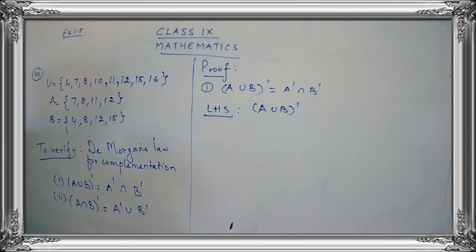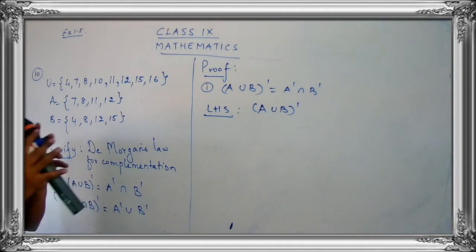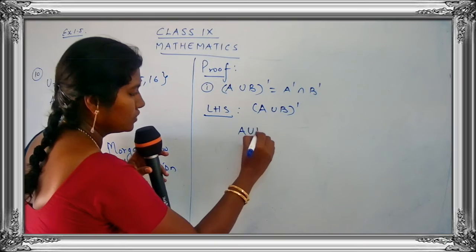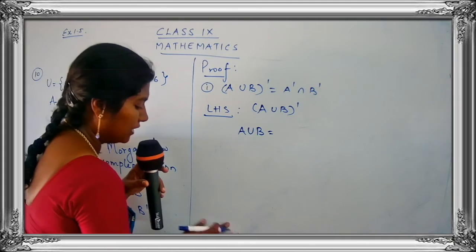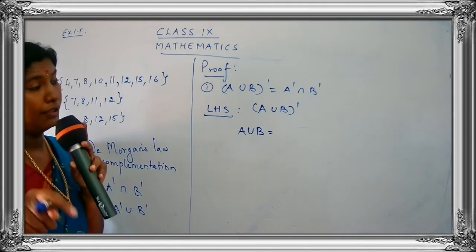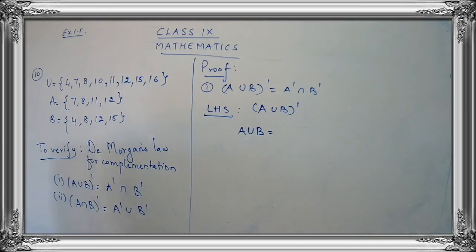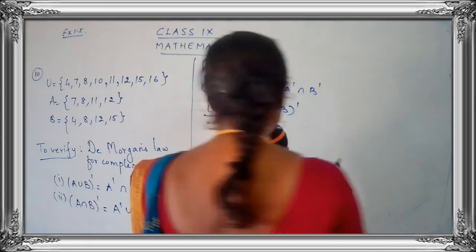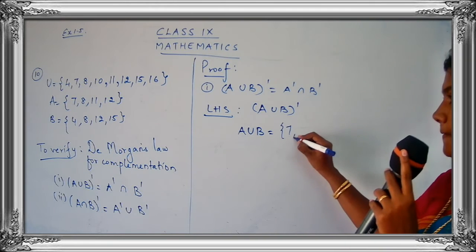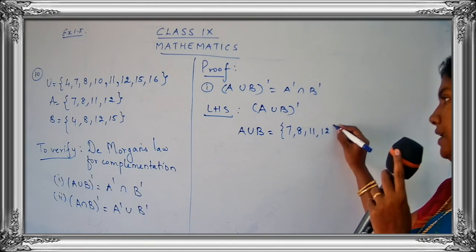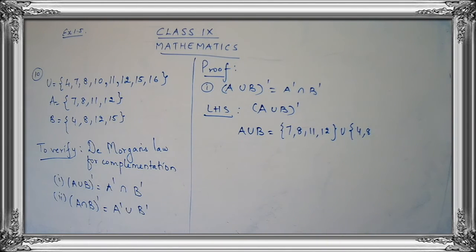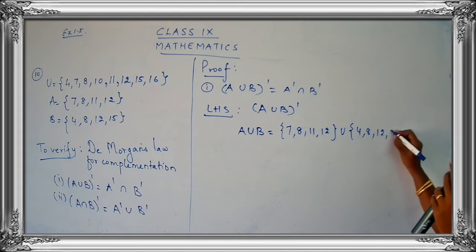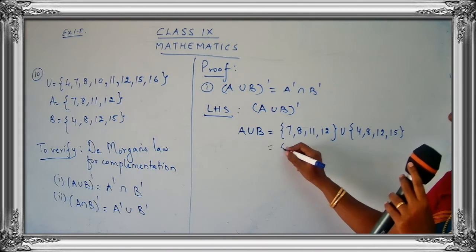I can find it directly, but what I'm going to do here is show the LHS in two steps. First you are going to find A union B, and after finding A union B, you are going to find (A union B)'. Come on, let's find A union B, children. So write down set A and set B. This is 7, 8, 11, 12 union 4, 8, 12, 15.